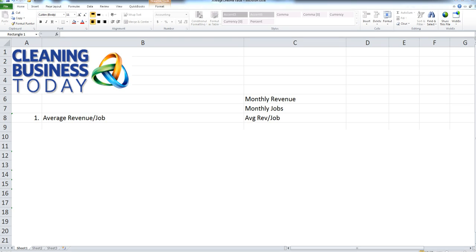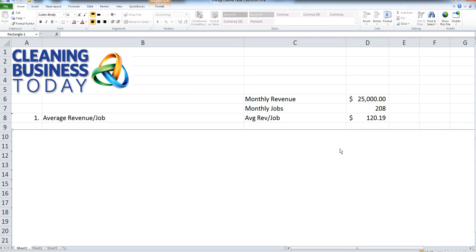We're going to do this by using some numbers that are for illustrative purposes, but there will be a reasonable representation of what you would be seeing in a small cleaning company. We're going to assume that in this case for monthly revenue, we have a company that's doing $25,000 a month in revenue, and they're doing 208 jobs in order to get that revenue. So to calculate my average revenue per job, I'm going to take my $25,000 divided by 208. That's $120.19 a job.